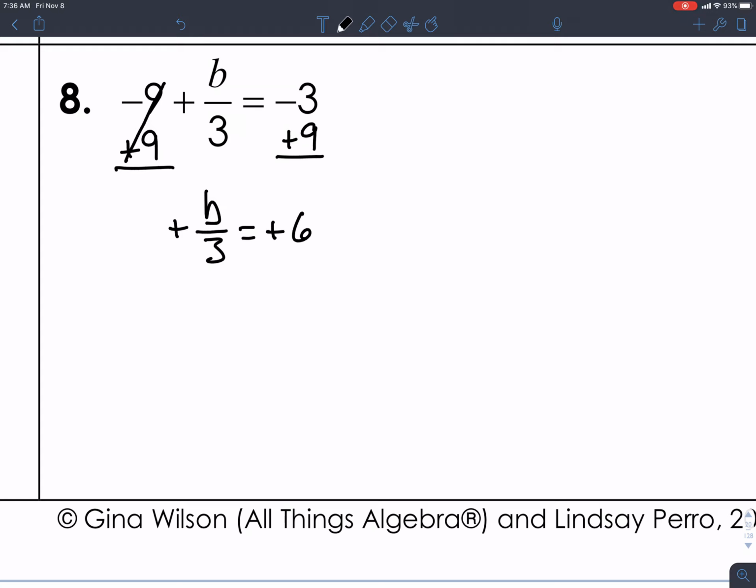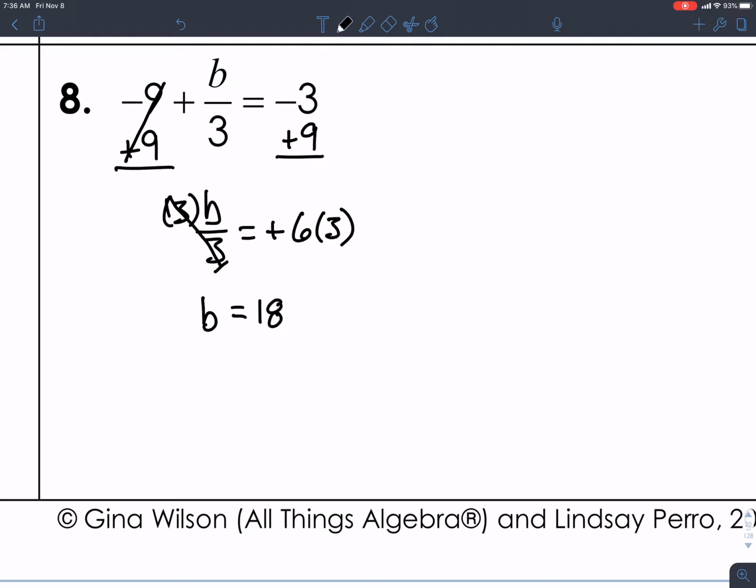What's the opposite of division? Multiplication. I'm going to get rid of this plus sign to get it out of my way, but so we multiply to get rid of division. Multiply on both sides. That's a 1. Bring down the B. Bring down the equal sign. 6 times 3 is 18. So we have an answer.